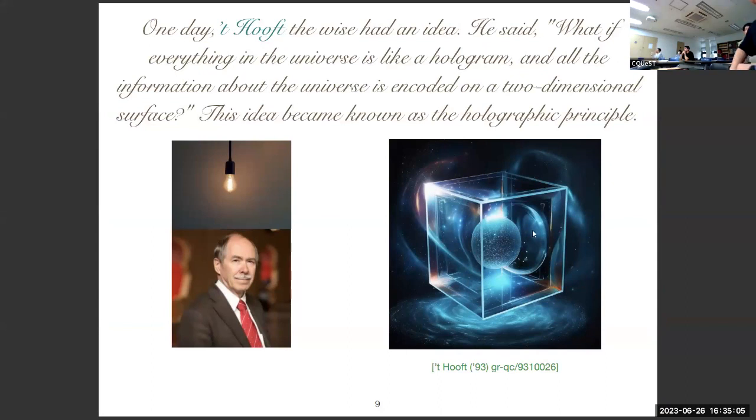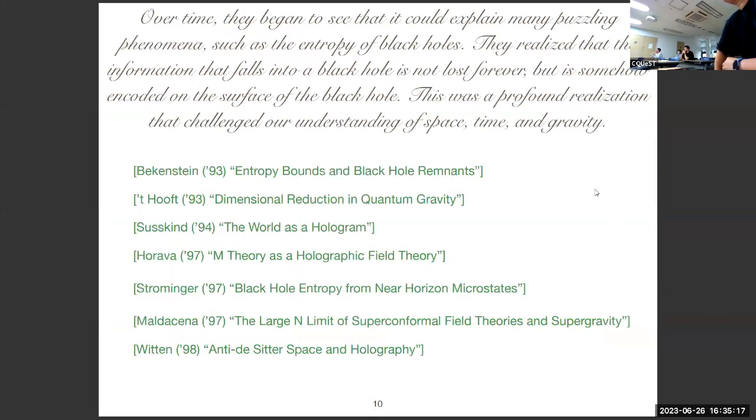This, by the way, was one of the image generating AI's version of the holographic principle. Midjourney, I think it was. Over time, they began to see that it could explain many puzzling phenomena, such as the entropy of black holes. They realized that the information that falls into a black hole is not really lost forever, but is somehow encoded on the surface of the black hole. This was a profound realization that changed our understanding of space, time, and gravity.